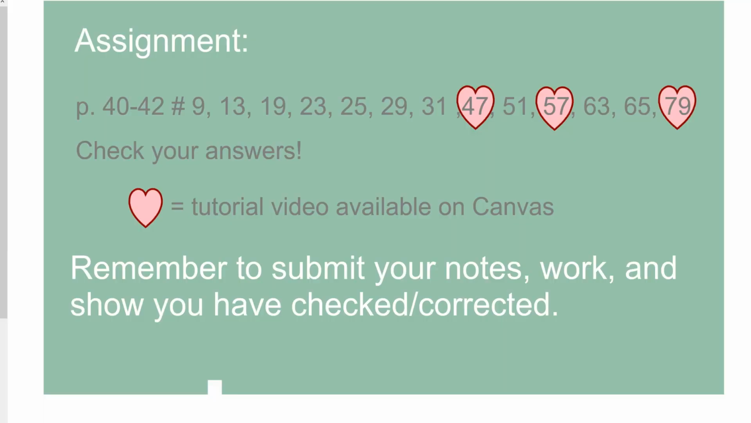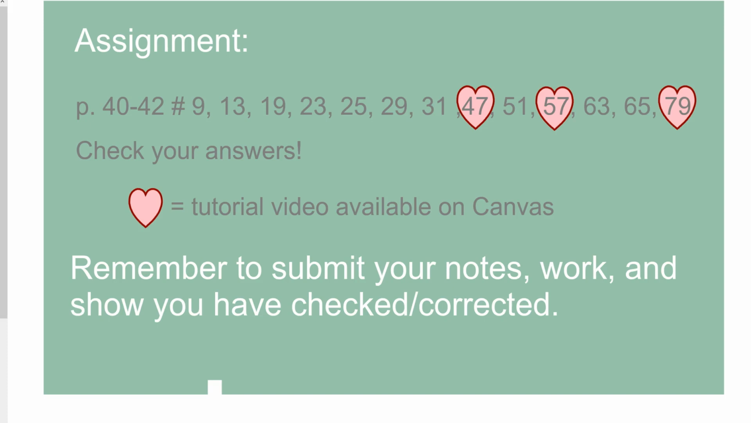Okay, it's time for me to give you your assignment. So we're doing a potpourri of factoring problems that are handpicked just for you. And you'll notice that some of them have hearts around them. That's because there are tutorial videos available for those. And on Canvas, you'll find the links to those tutorial videos. So if you happen to get stuck on 47, 57, or 79, watch the tutorial videos.